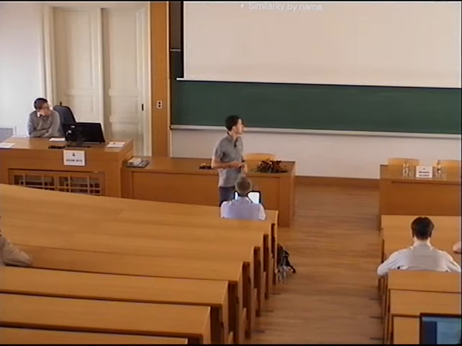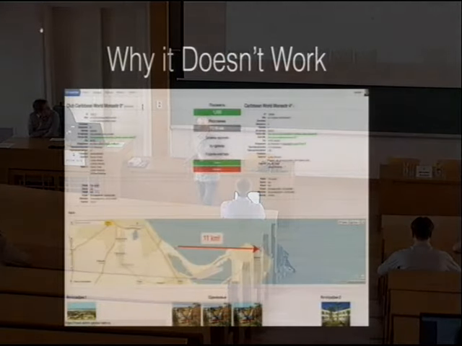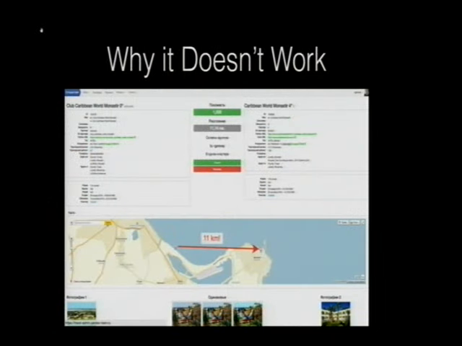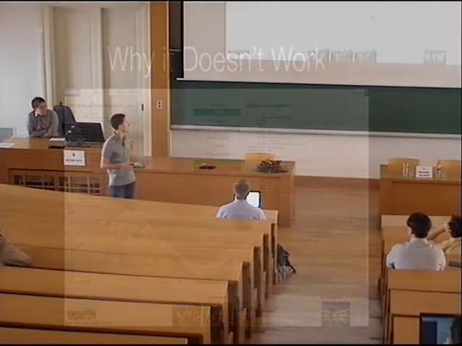And what we found out is that it doesn't work sometimes. So here are some examples of why it doesn't work. Here we see the Caribbean World Hotel from Ostrovok and Level Travel, two of our partners, and we see that Level Travel has wrong coordinates, just 11 kilometers from the place. So it's quite far away.